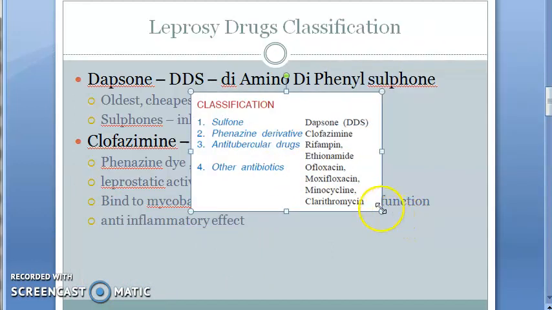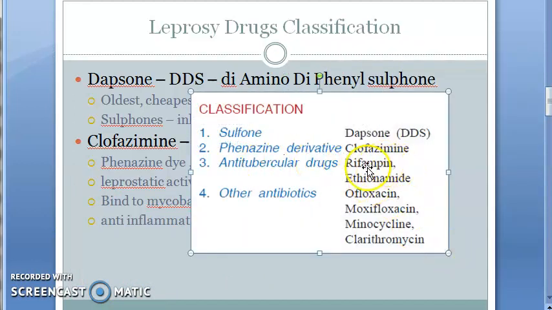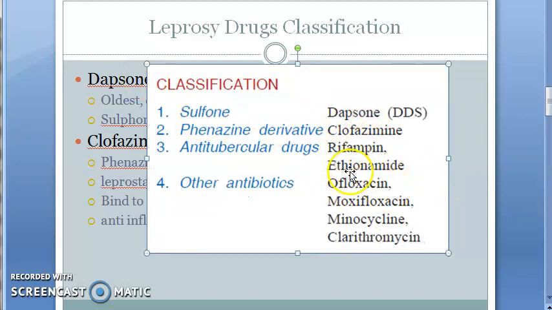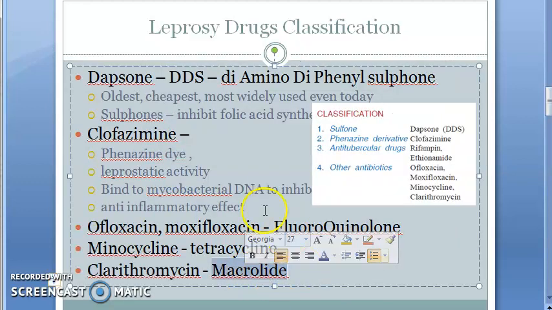Moving on to the other drugs, you have the anti-tubercular drugs, rifampin or rifampicin, then ethionamide. So this we have already covered in the previous videos, right? Other antibiotics which you can use like ofloxacin, moxifloxacin. What are these? Floxacins. What are floxacins? Fluoroquinolones. Minocycline. It's a tetracycline. Then clarithromycin. Clarithromycin is what? It is a macrolide antibiotic. Sometimes you might get confused with the names in this. Clarithromycin is macrolide. What is streptomycin?